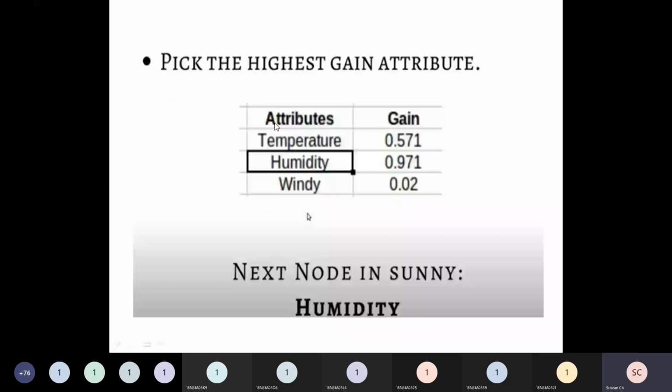The remaining I did not show you; I have just written everything. So see here, the gain for temperature was 0.571. We have not shown it, we assume that we have done the calculation. Gain for humidity is 0.971. Gain for windy is 0.002.